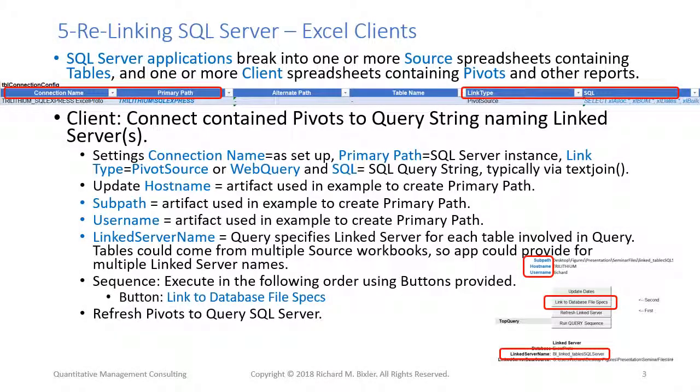The refresh all operation executes all connections with refresh all on, set when the connections were set up. This should include link type equals pivot source and web query. Connections with link type equals MPP import, MPP query, and linked server should be set up with refresh all equals off. Going beyond, using stored procedures. First stored procedure setup, then stored procedure execution.